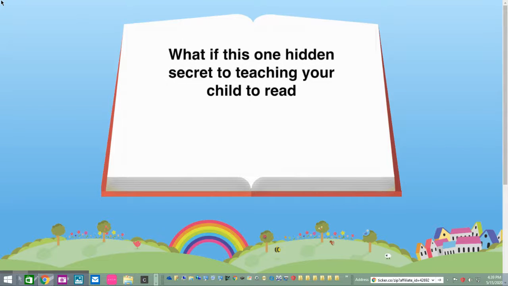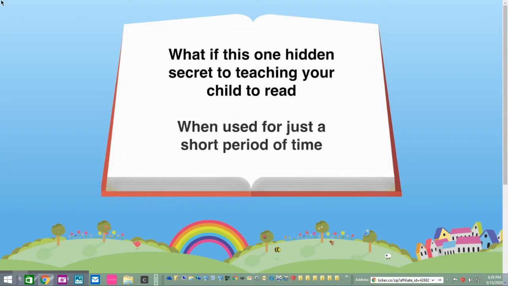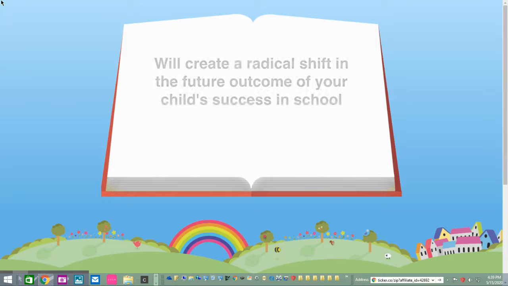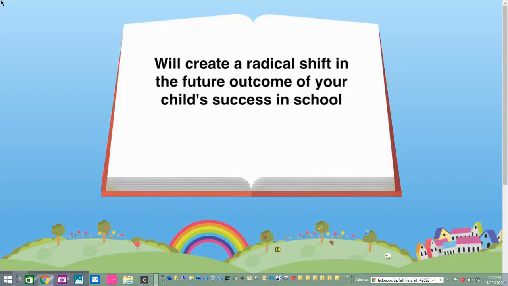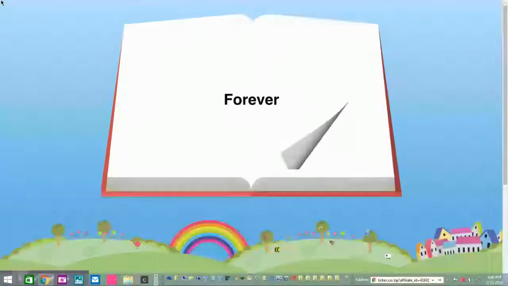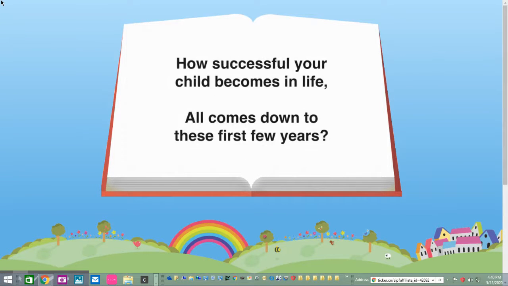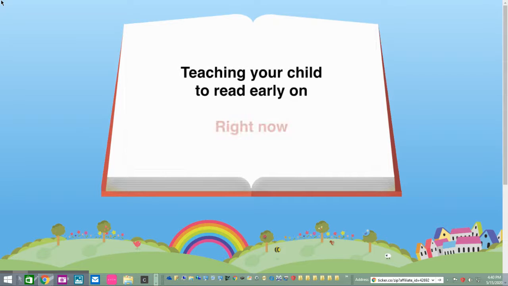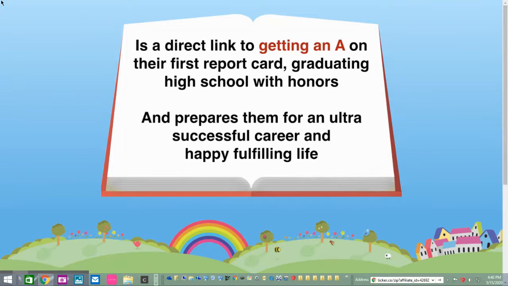What if this one hidden secret to teaching your child to read, when used for just a short period of time, will create a radical shift in the future outcome of your child's success in school and all-around quality of life forever? Did you know how successful your child becomes in life all comes down to these first few years? Teaching your child to read early on, right now, is a direct link to them getting an A on their first report card. Graduating high school with honors prepares them for an ultra-successful career and ensures a happy, fulfilling life.